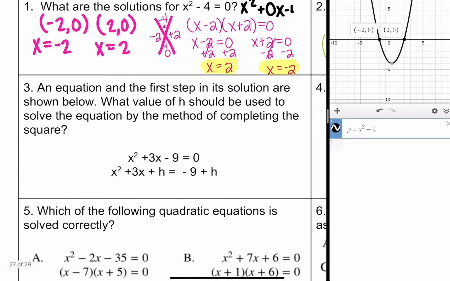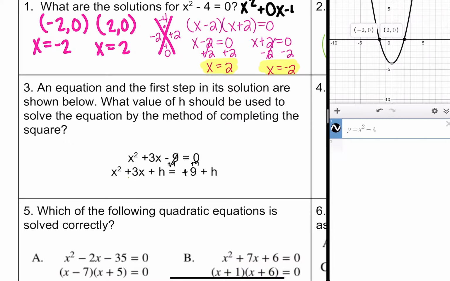All right, if you missed number 3, here's an explanation. An equation and the first step in its solution are shown below. What value of h should be used to solve the equation by the method of completing the square? So it's just asking you, what should you add to both sides? So you're always going to notice how they went ahead and moved. This should actually be a positive 9. That's a typo right there. So what should have happened was adding 9 on both sides.